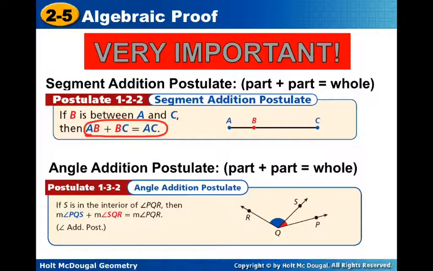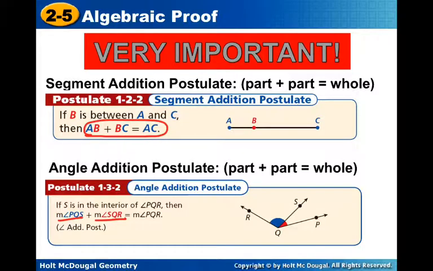We also have the same thing for the angle addition postulate that says part plus part equals whole. So if I told you this angle was 30 degrees and this angle was 50 degrees, the whole thing is 80 degrees. Again, we know that. It's just a matter of knowing what it's called. It's the angle addition postulate that says part of an angle plus another part of the angle equals the whole angle.